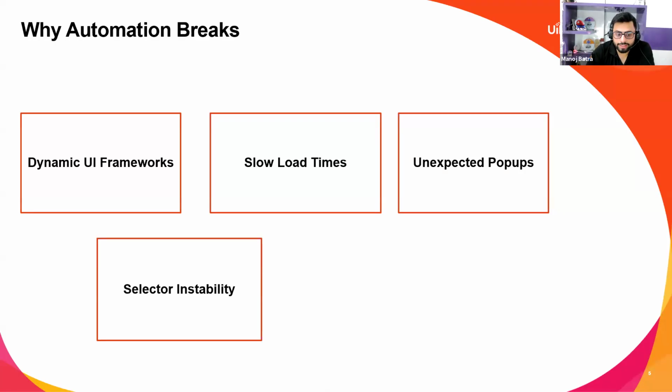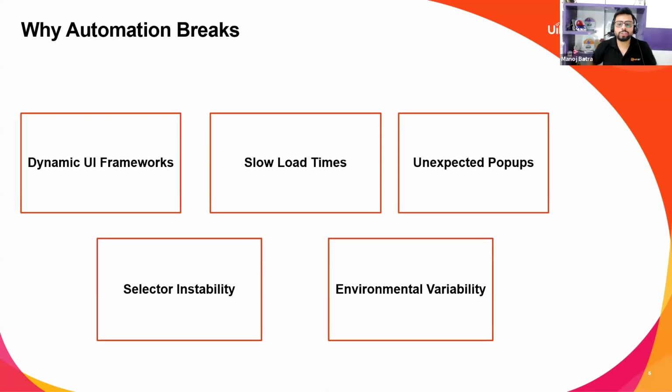The next one here is selector instability. So you know that because of these dynamic UI frameworks, we have automations that rely on fixed selectors or addresses to find the element on the page, and it could be any selectors here. But if that got changed, or if you have not written the logic well, this could also lead your automation to break.